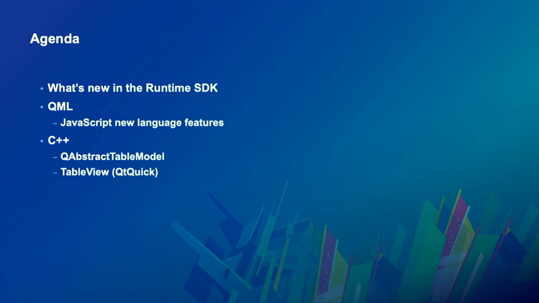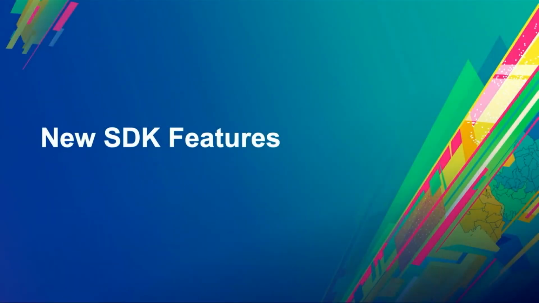So today we're going to talk about the Runtime SDK for Qt and some new features that we have in our SDK and also in the Qt framework. So first we're going to talk about what's new in the Runtime SDK. Then we're going to go into QML and talk about some new JavaScript language features that are supported with Qt 5.12. And then after that, Neil's going to dive into some new Qt 5.12 table view and creating a QAbstractTableModel. So we're hoping to have a little bit of a mixture of QML and C++ demonstrations here.